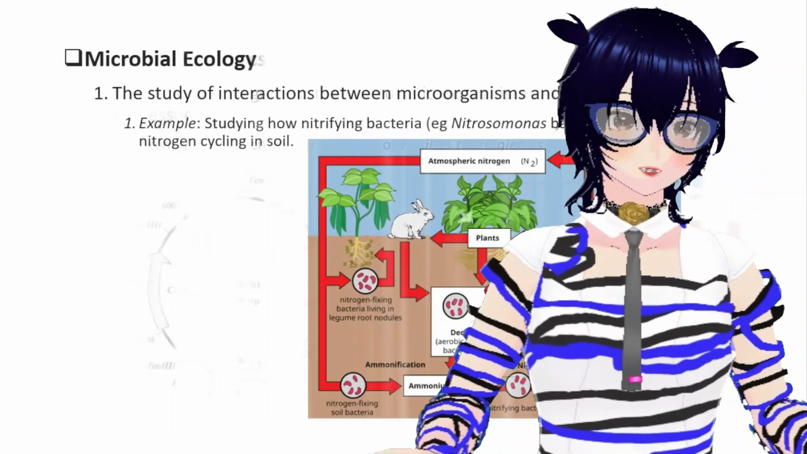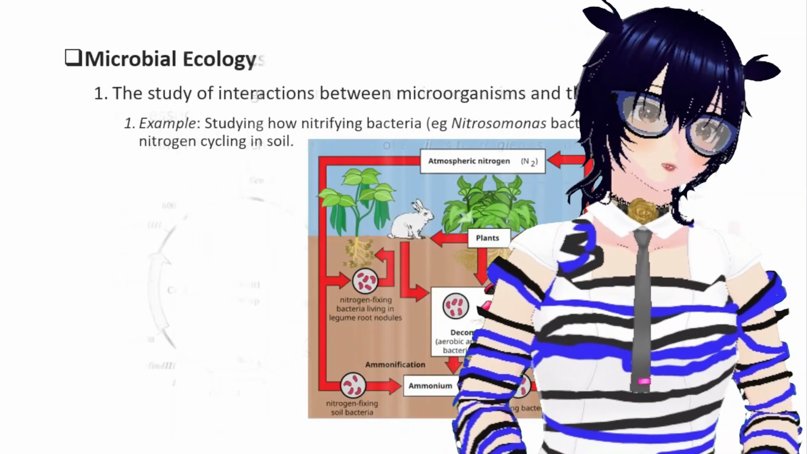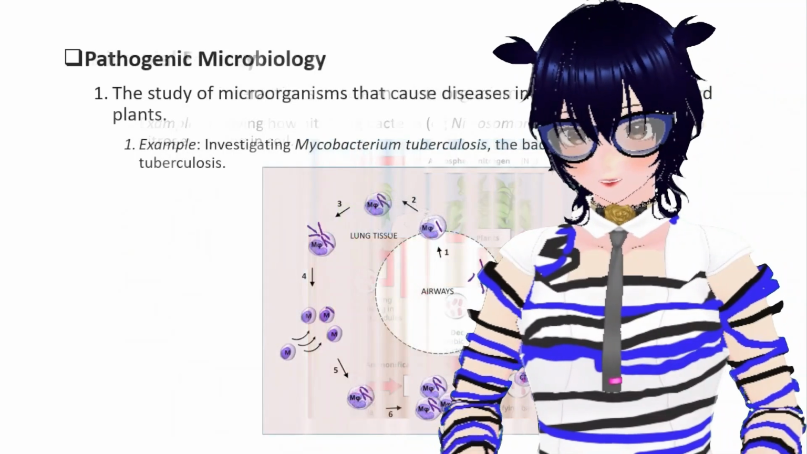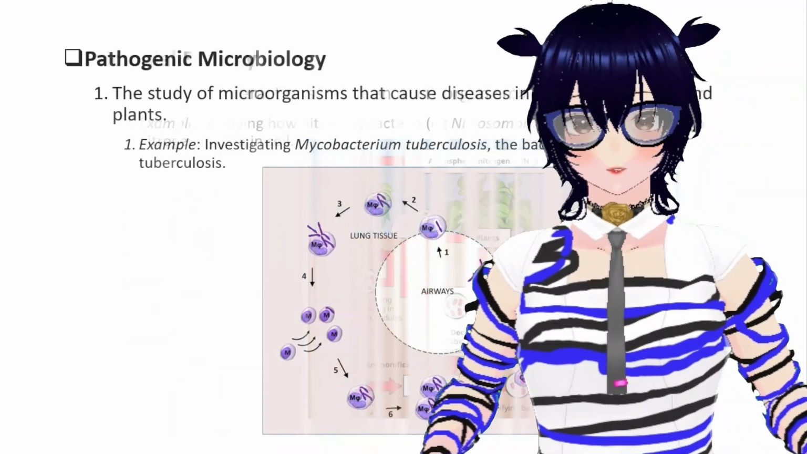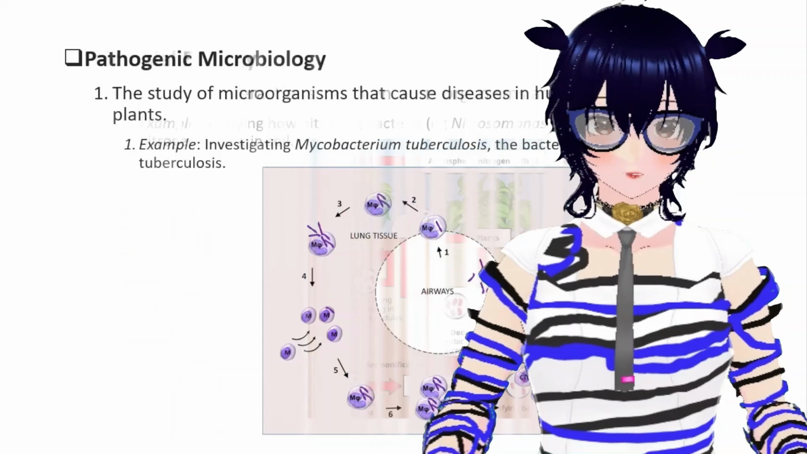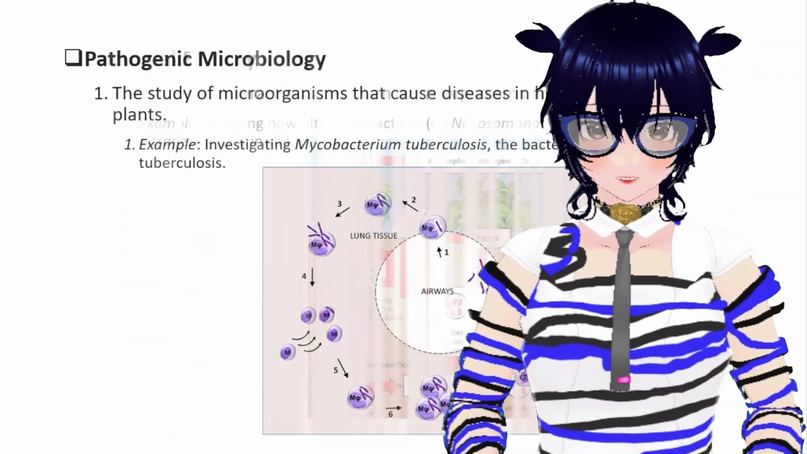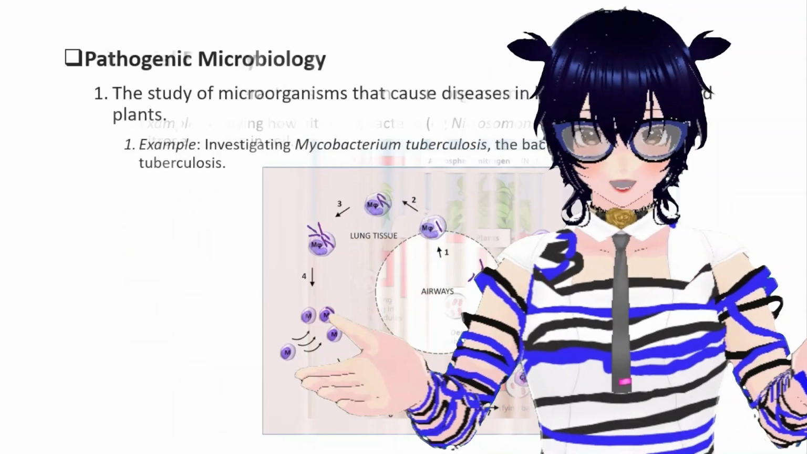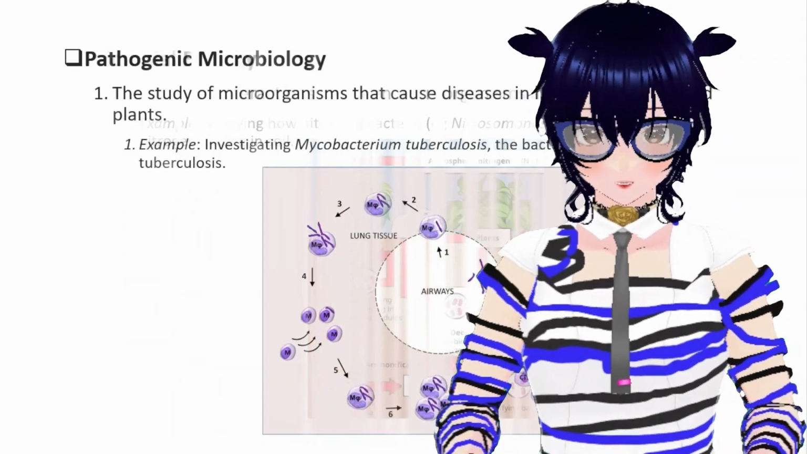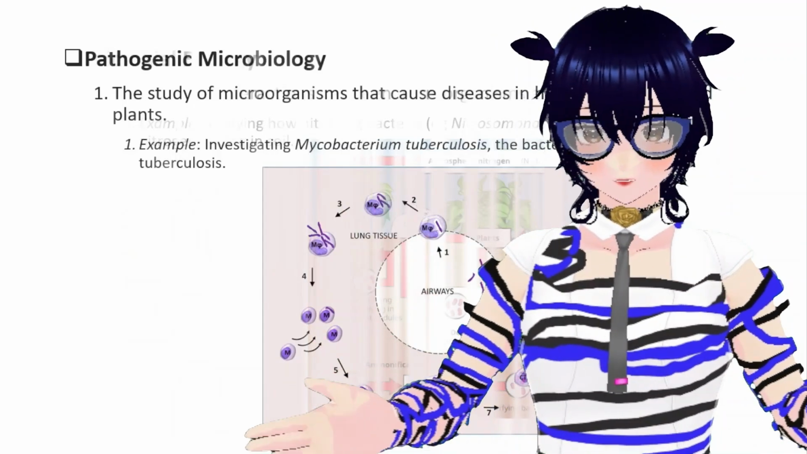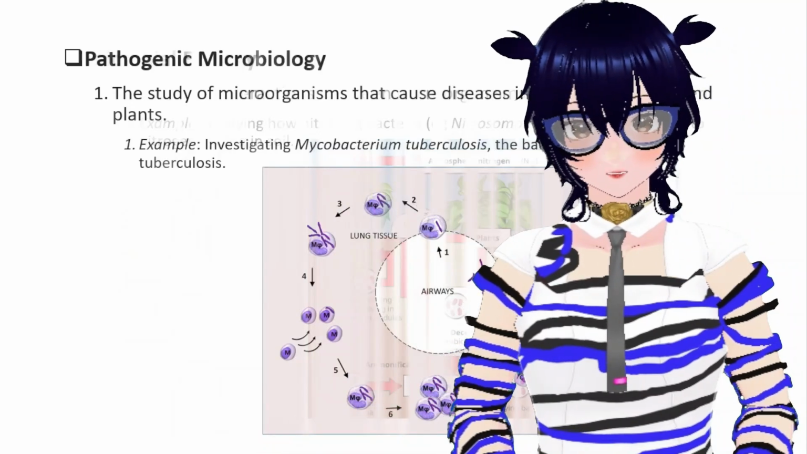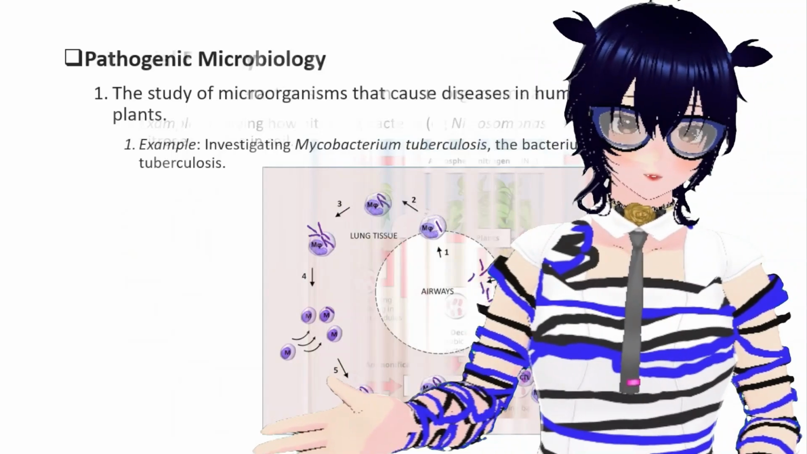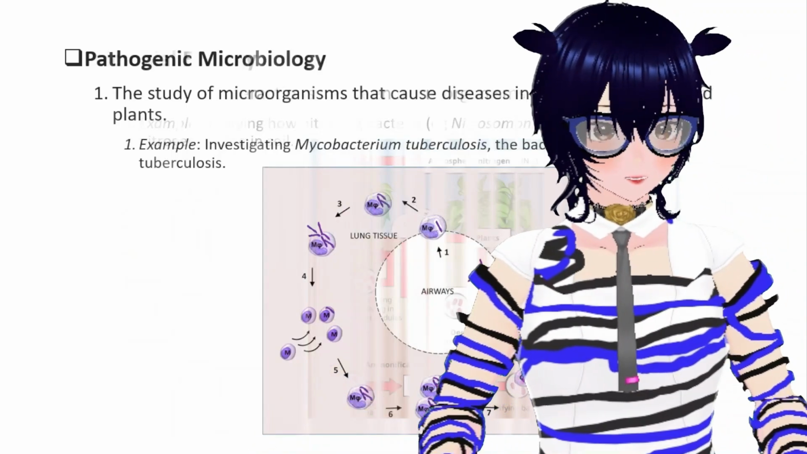Now let's go to pathogenic microbiology. Everything related to disease-causing microorganisms comes under pathogenic microbiology. We have studied plenty of examples, but let's go to another one: the HIV virus. I'm not talking about bacteria, okay? Pathogenic microbiology covers fungi, viruses, parasites, bacteria, archaea, everything.